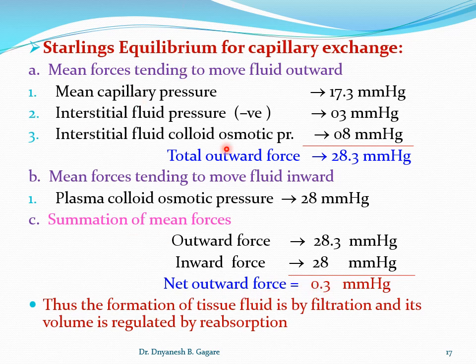Okay, so how it comes, see the figures. If we take together, the outward forces are those which tend to move the fluid outward. Mean capillary pressure is 17.3 millimeter of mercury. That is 30 एक एंड को है और 10 अदर एंड को है, तो उसका मीन आएगा 17.3. Then remaining figures are same.